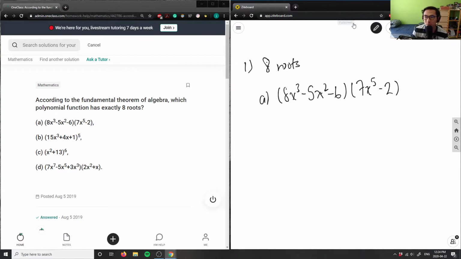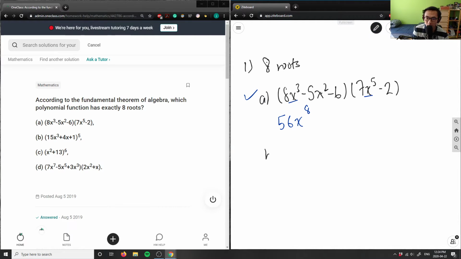So let's solve them each. For this one, I can simply multiply the highest-order terms to get what my highest order of polynomial is. If I'm multiplying terms with exponents, I can simply add the exponents, right? So 8 times 7 is 56, and 3 plus 5 is simply 8. So my highest polynomial has degree 8, which means this option is correct.